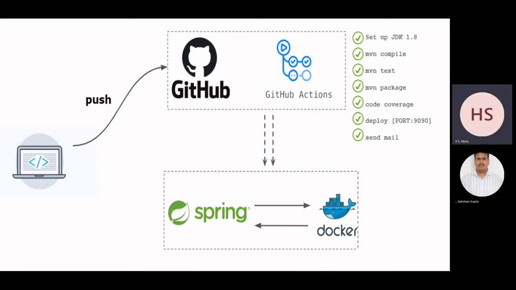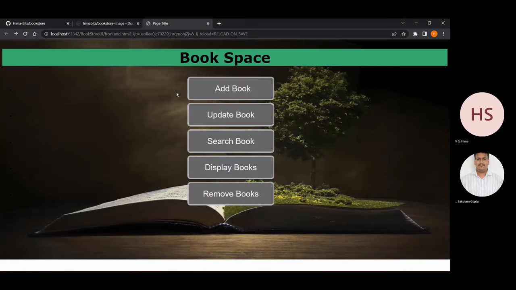So coming to the complete flow of the project, we have built the project and pushed the code onto GitHub, performed some GitHub Actions workflows, and created a Docker image for the whole Spring Boot application. Now let us see the demonstration of the project.